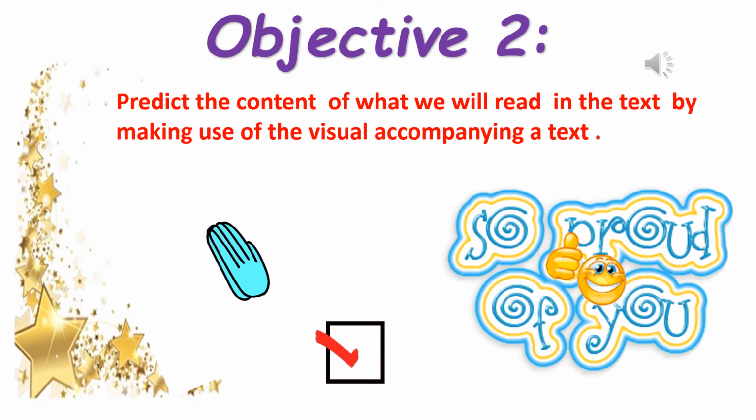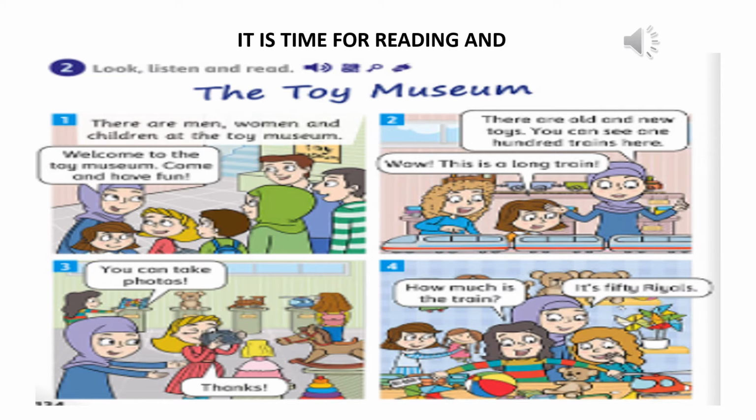To predict the content of what we are going to read just by making use of the pictures accompanied with the text. Now we come to reading the text. It's time for reading. I'm going to play the CD player and you are required to follow it and repeat after it. Right? Try to listen carefully to know how to pronounce the words properly in the right way. Are you ready? Yes.